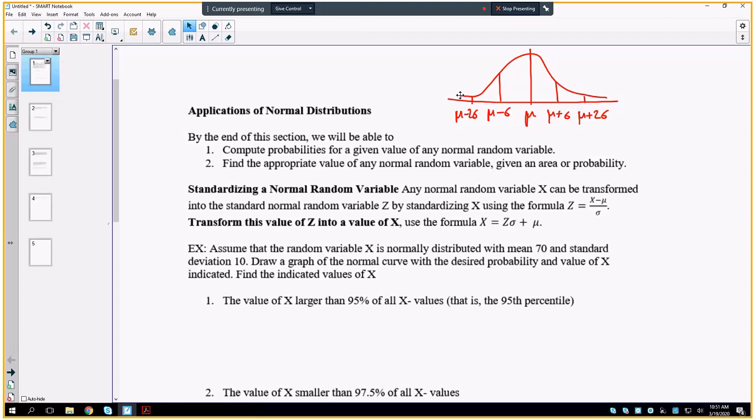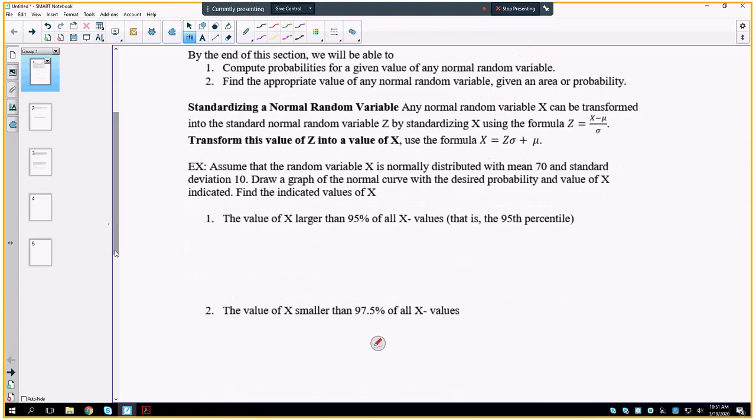So what do I mean when I say standardizing a normal random variable? Essentially, if we have some weird standard deviation, like in our first example here, the standard deviation is going to be 10. Rather than adding units of 10 to the left and right, as we were doing before, we're going to make it so that we just add units of 1. So we're going to use the letter Z to represent our standard normal table.